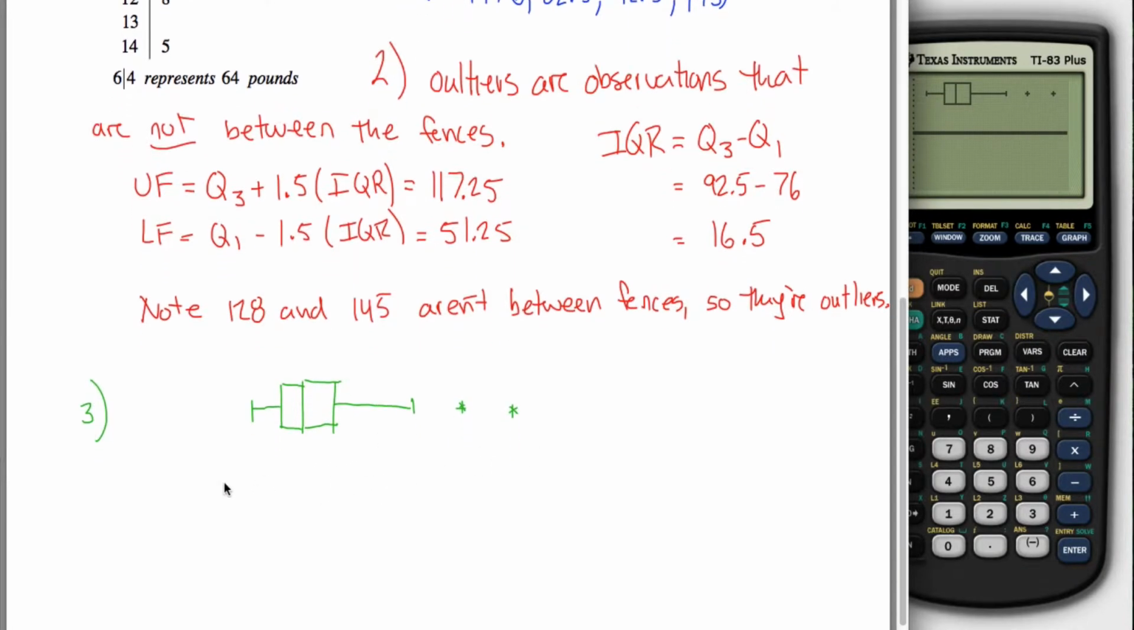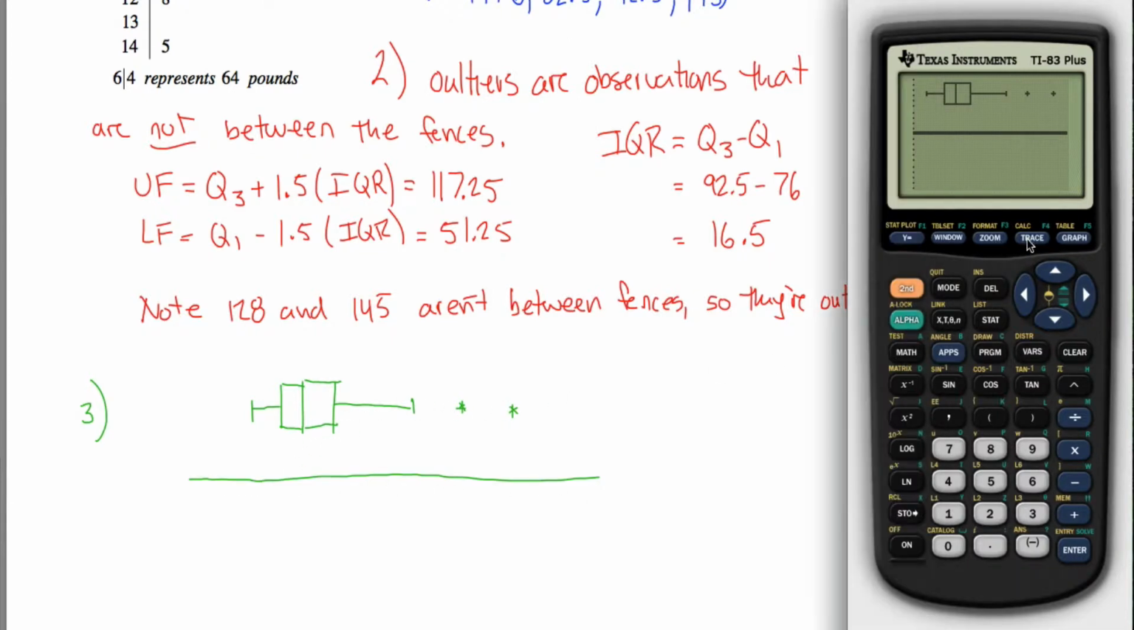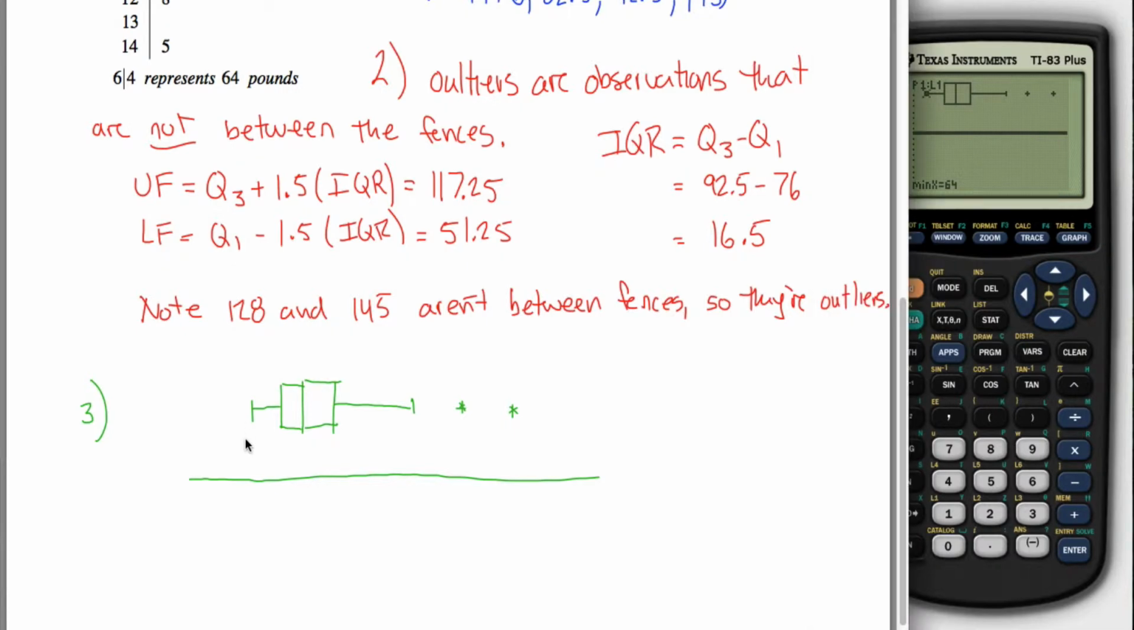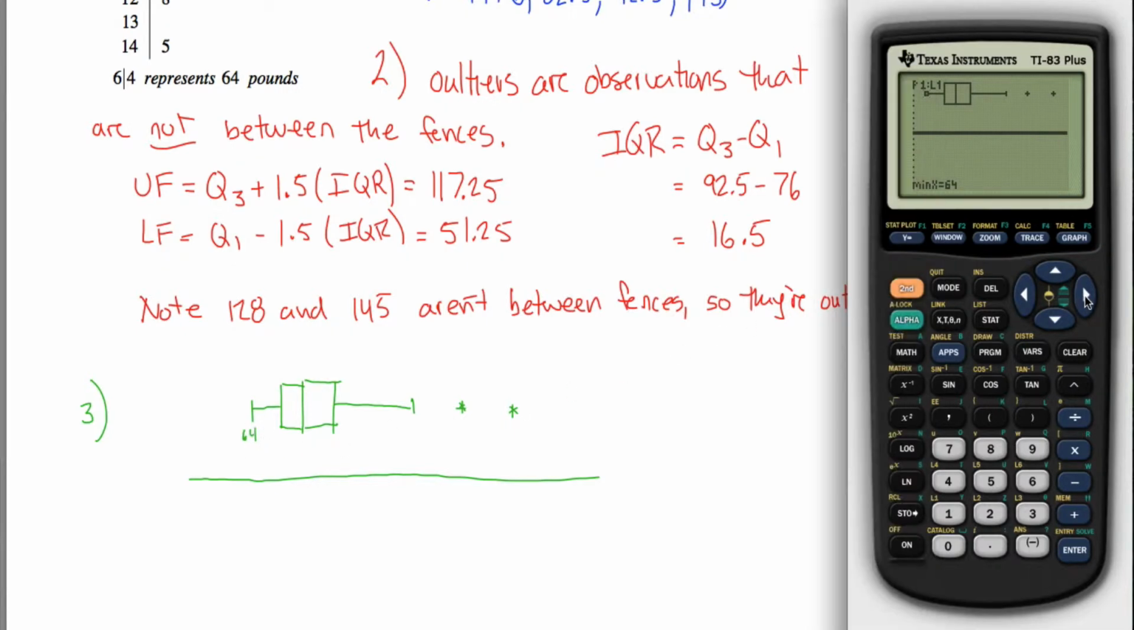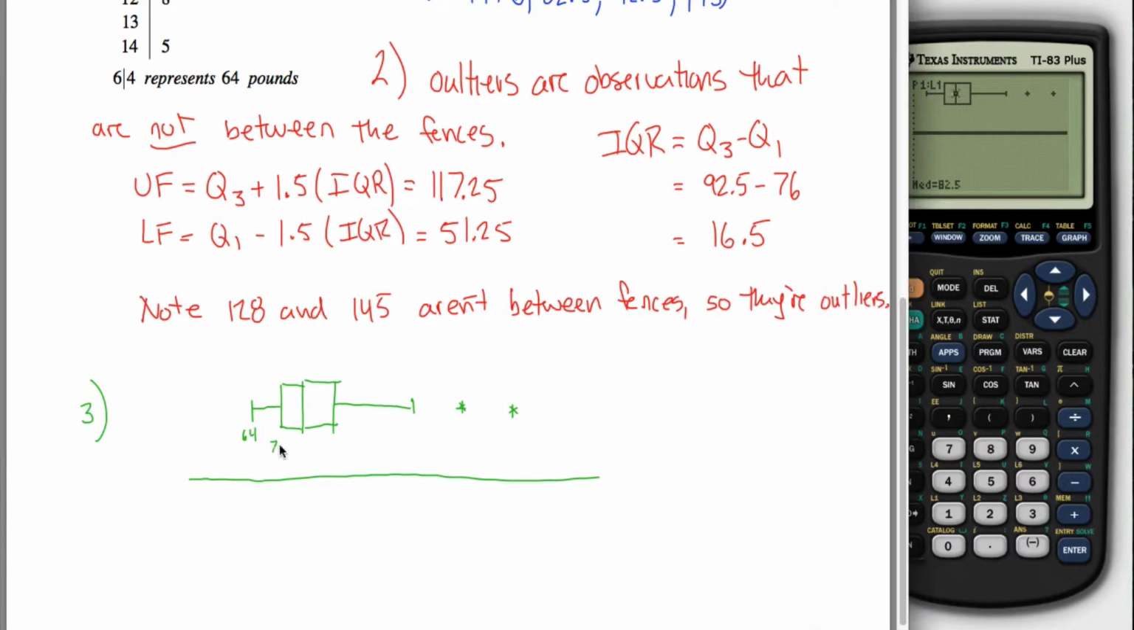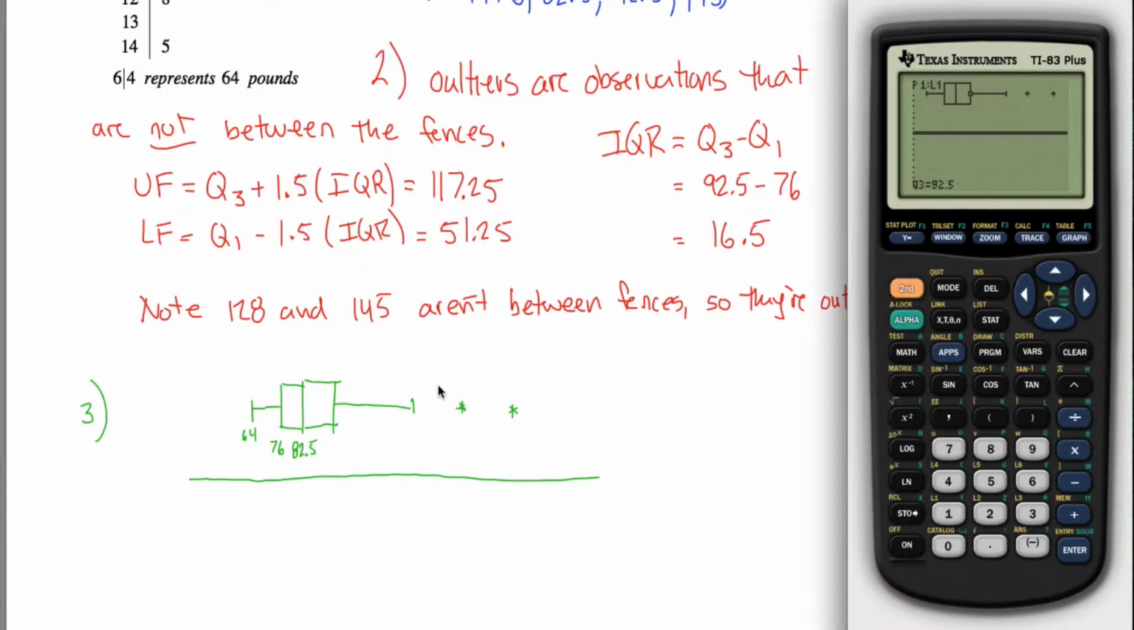It's good to put a little scale on this thing. Typically the way you do it is kind of putting an axis below the plot. And so we can figure out where all these points are. This was our minimum value at 64. And then this was our first quartile, which is 76. And this was our median, which was 82.5. And then our third quartile was 92.5.